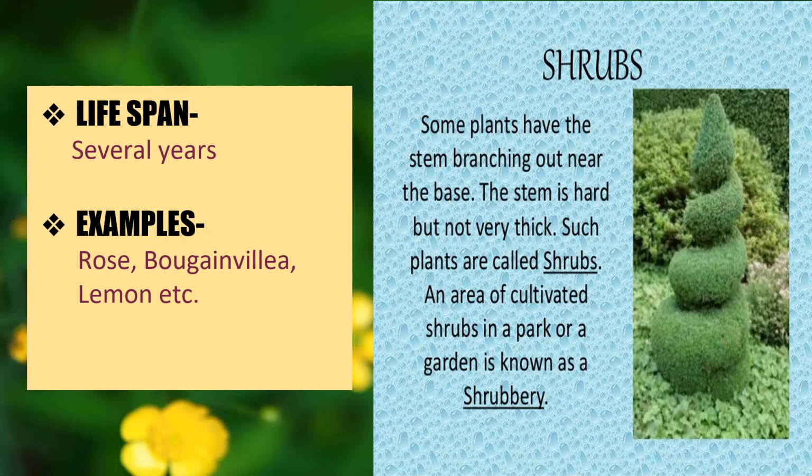Shrubs are medium-sized woody plants. Their side branches start from just above the ground. The stem of shrubs is hard but not very thick. They survive for several years. Rose, bougainvillea, lemon, henna, etc. are the examples of shrubs. Students, an area of cultivated shrubs in a park or a garden is known as a shrubbery.